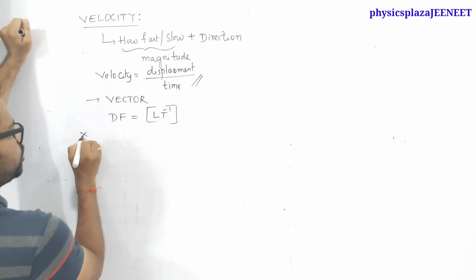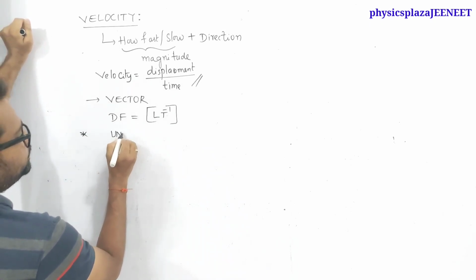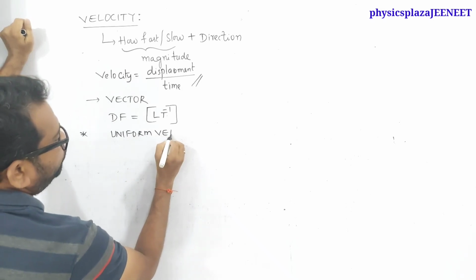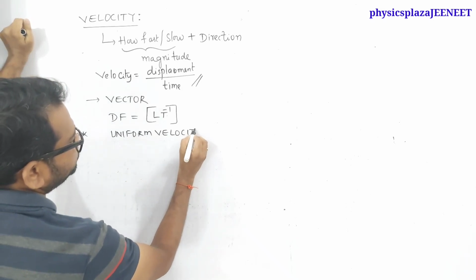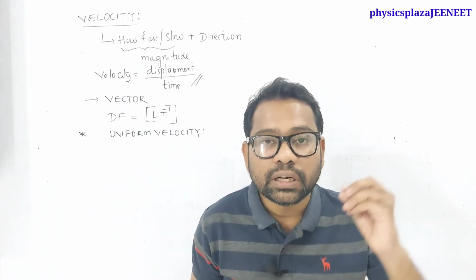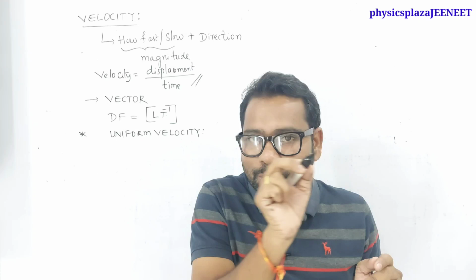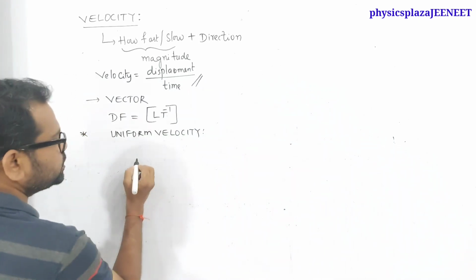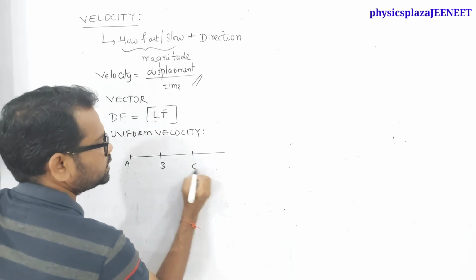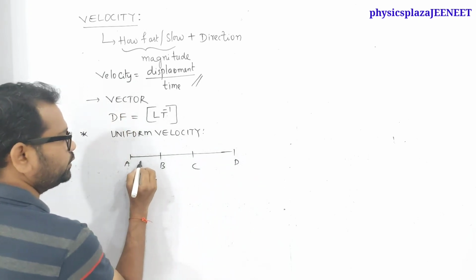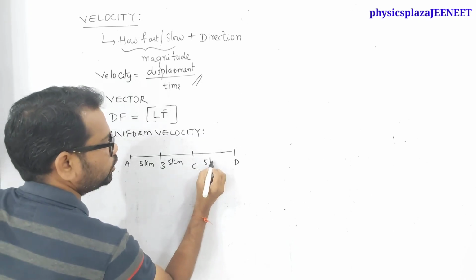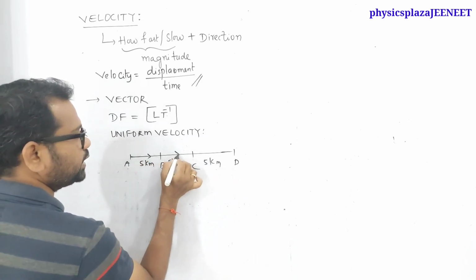Now children, let us talk about the uniform velocity types. Uniform velocity. So what is the uniform velocity, children? If a body is covering equal displacements in equal intervals of time, means what? You have to talk about the direction also. So for suppose, let us say like this. It is A, B, C, D. So this is 5 kilometers, 5 kilometers, 5 kilometers. So it is just direction.